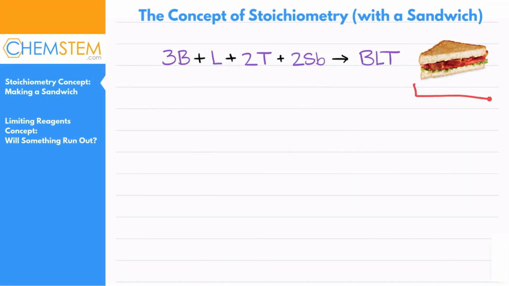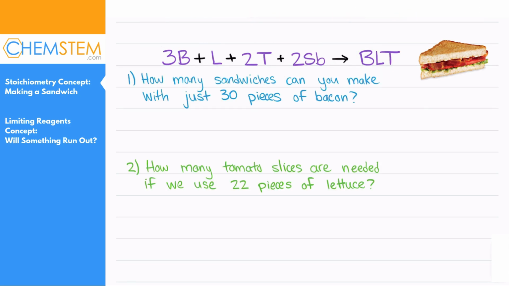Here's how stoichiometry works, but with a BLT sandwich. 3 pieces of bacon plus 1 piece of lettuce plus 2 pieces of tomato plus 2 pieces of sandwich bread is going to give us 1 BLT sandwich. Like in a chemical reaction, this is our product and all of these are our reactants. So let's solve the first one.